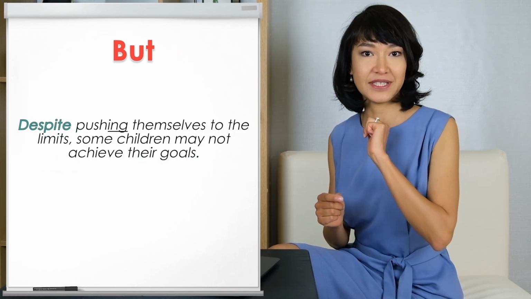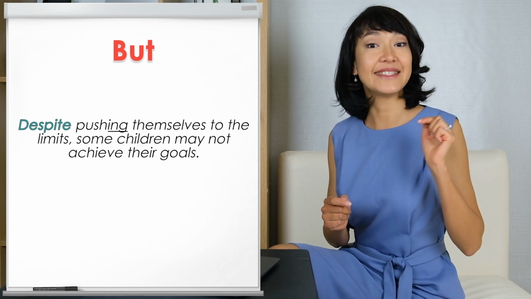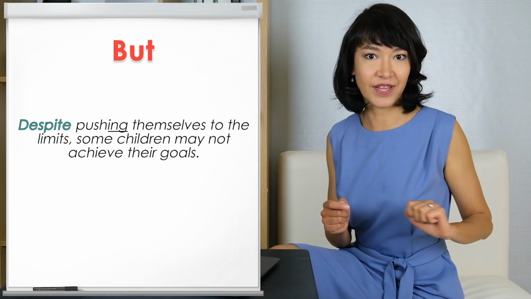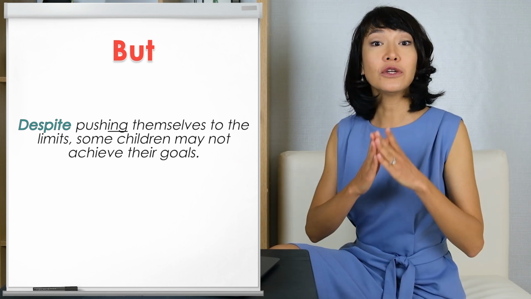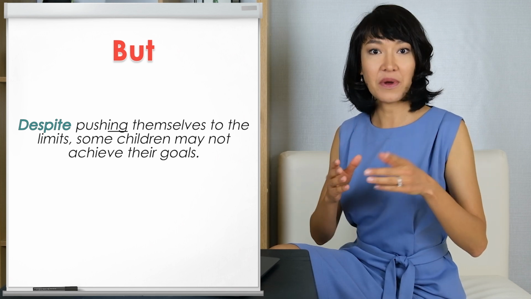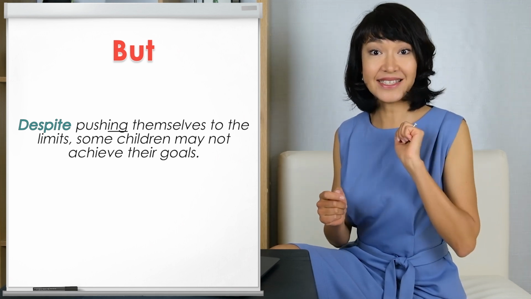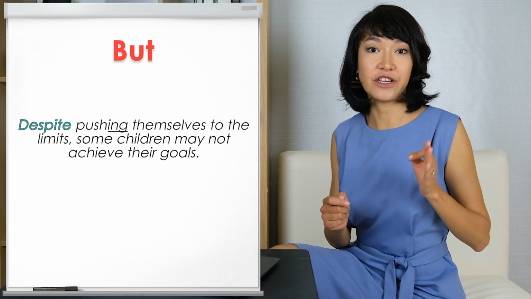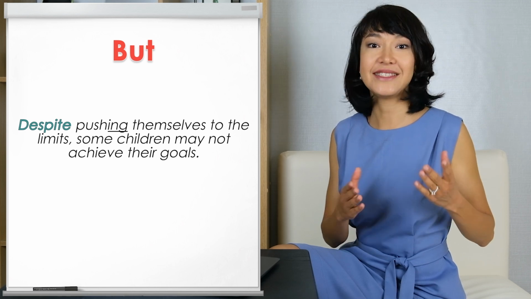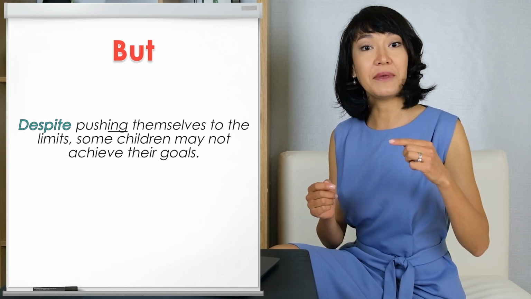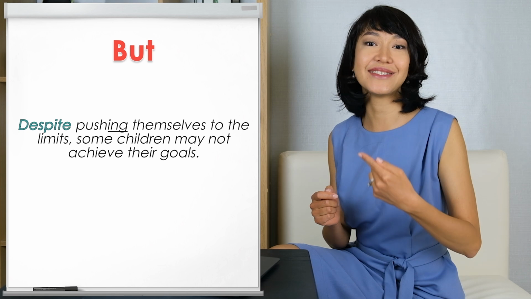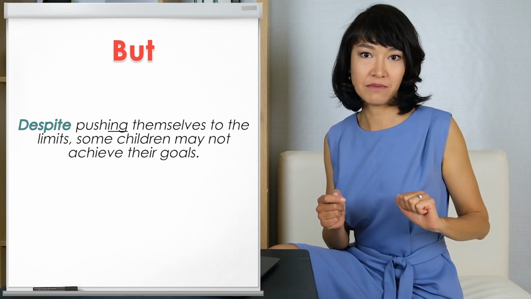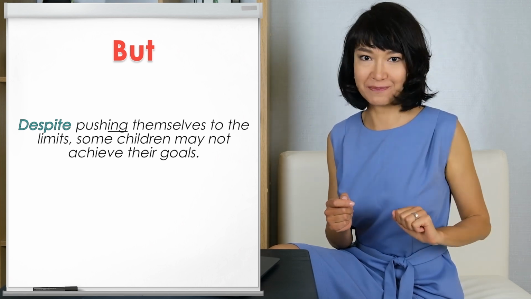Look at how it works. Despite pushing themselves to the limits, some children may not achieve their goals. We do not use a subject and verb after despite. In this example, it's just a gerund, pushing. The subject, some children, appears in the other part of the sentence after the comma. Please don't forget to use the comma.